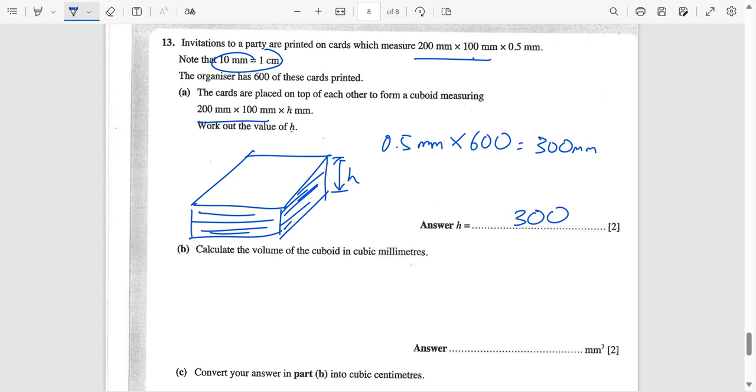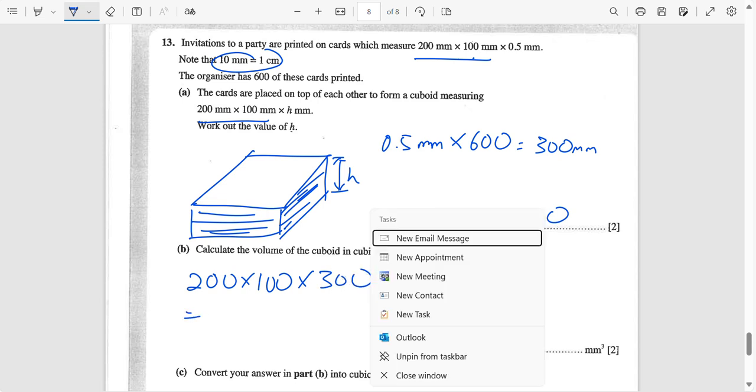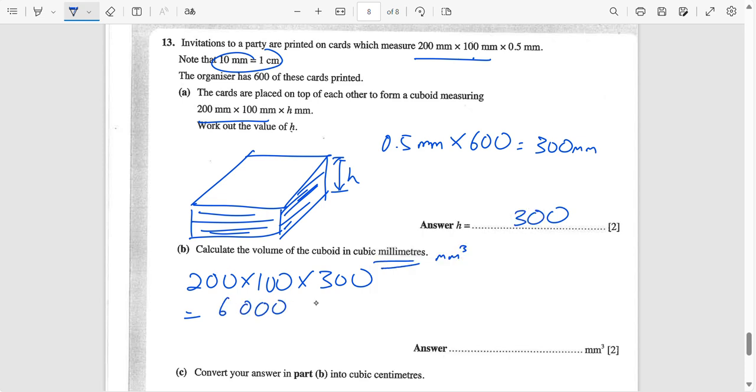Okay, calculate the volume of this cuboid in cubic millimeters. So millimeter cube. So it's 200 times 100 times 300. So you would have 6 million millimeter cube.